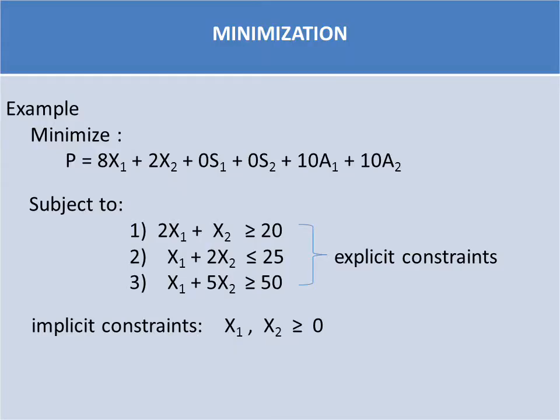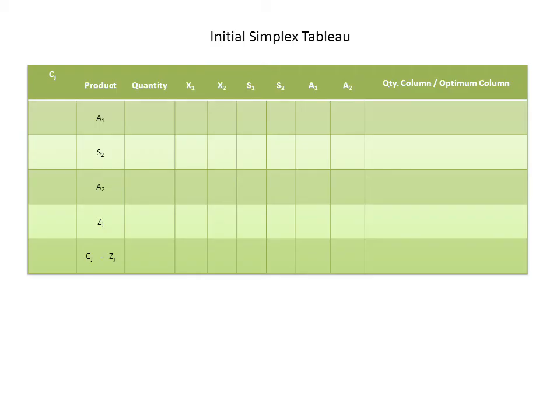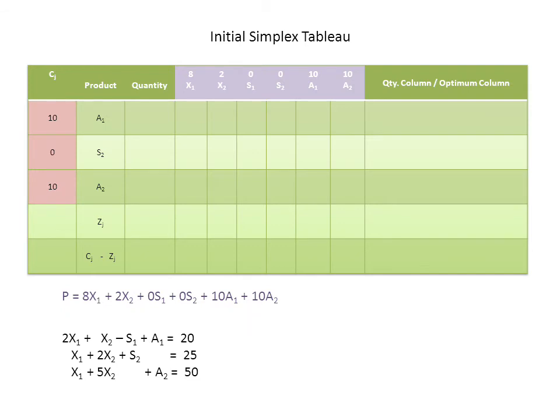This next example is a minimization problem. The objective function has two basic variables, two slack variables, and two artificial variables, subject to the given constraints. After conversion, we now obtain the new program of constraints. Then we construct the initial simplex tableau and fill in the entries which are the coefficients and constants from the new program of constraints.